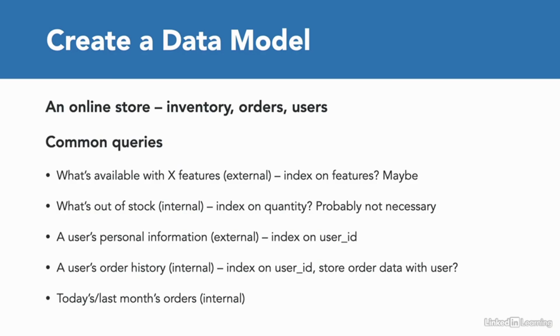Okay, the last common query is on today's or last month's orders. There you might want to consider putting an index on the order date. However, again, that's an internal query. So you're going to have to consider how often that's going to be run, how slow the query is, and how many resources are going to be used by that query to really see whether it makes sense to place an index on that field or not. All right, so this is all fairly vague in terms of giving you a solution, but it's not that clear-cut what the answer is. The important thing is that you think about what it may mean.